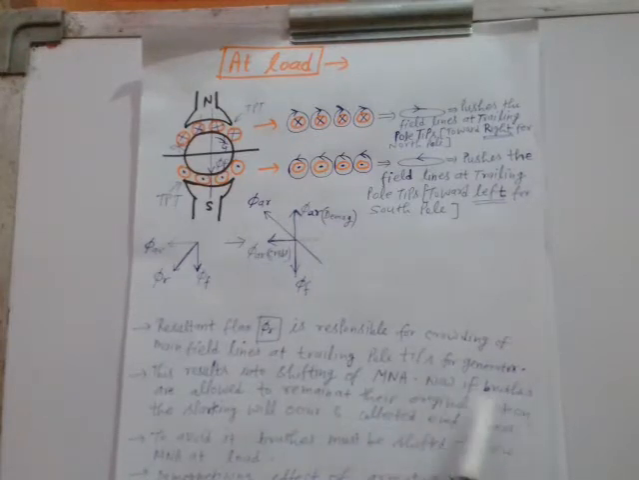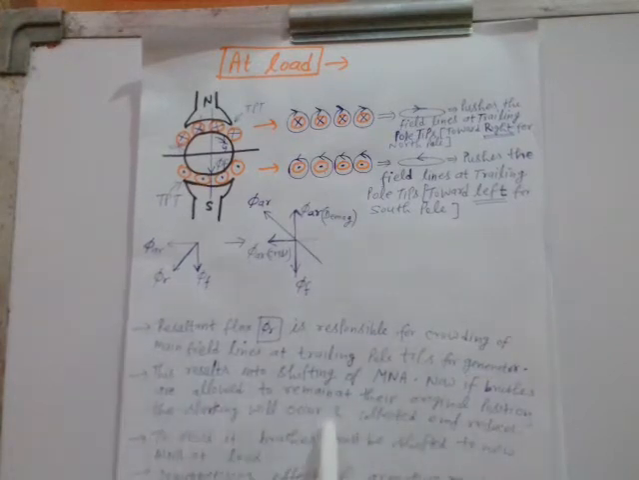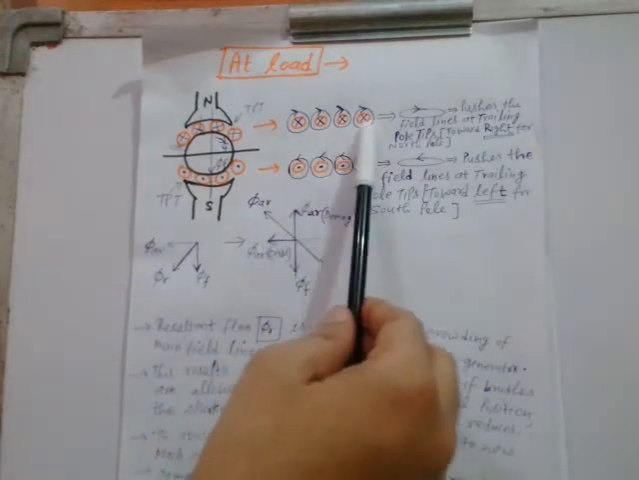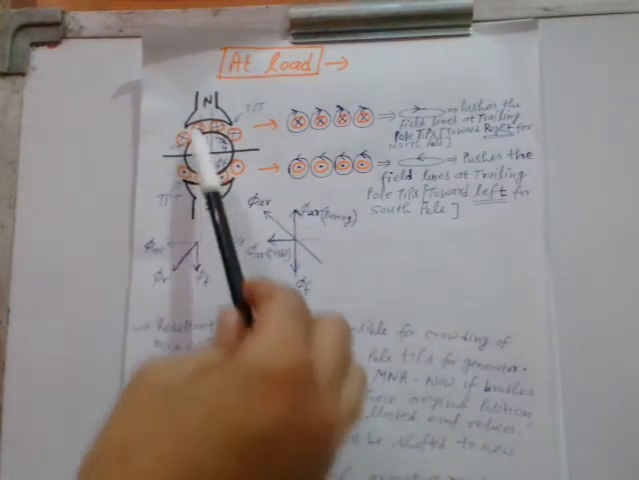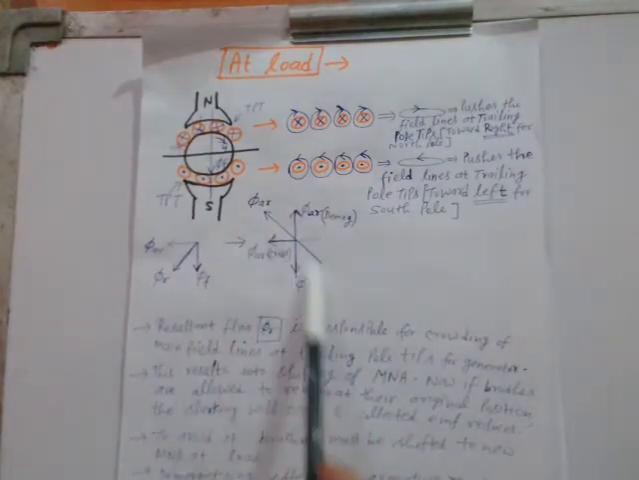Now if the brushes are allowed to remain at their original position, then sparking will definitely occur and the collected EMF will reduce. To avoid this, the brushes must be shifted to the new magnetically neutral axis at load. I have already explained why the magnetically neutral axis is shifting.